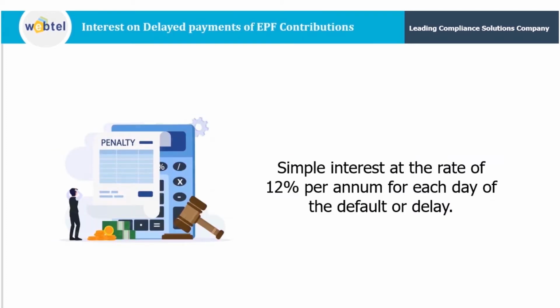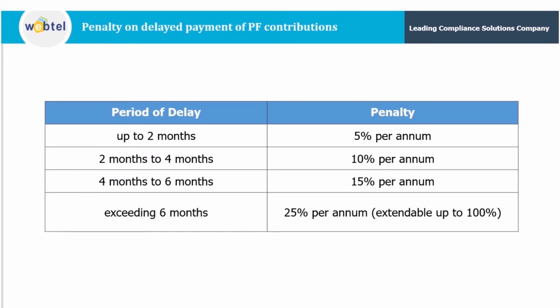Now, if there is any kind of delay in depositing the PF amount, a simple interest of 12% per annum is applicable to the employer. Another one is the penalty. If it is delayed up to 2 months, then 5% per annum. If it is delayed for 2 to 4 months, then 10%. If it is 4 to 6 months, 15%. And if delayed for more than 6 months, the penalty is 25%, which can be extended up to 100%.